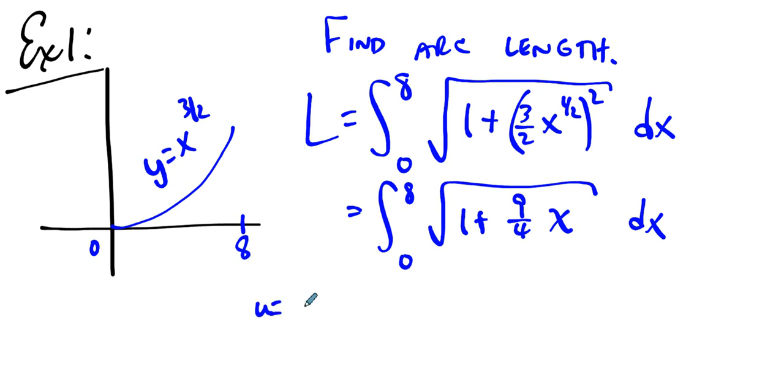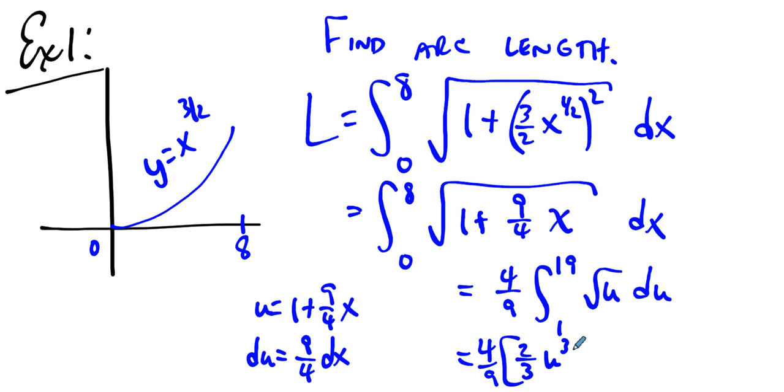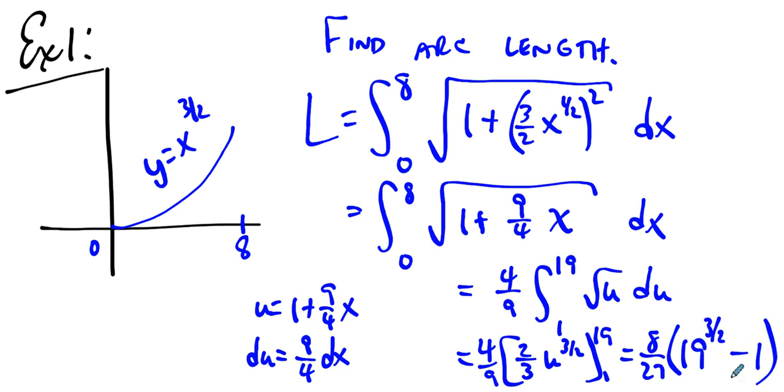So we let u be 1 plus 9/4 x. I don't want u to be 1 plus 9/4 x? Well, too bad. That's what u is. And then this becomes 4/9 times the integral from 1 to 19 of the square root of u du. We know what the antiderivative of u to the 1/2 is. And sure enough, this is 8/27 of 19 to the 3/2 minus 1.